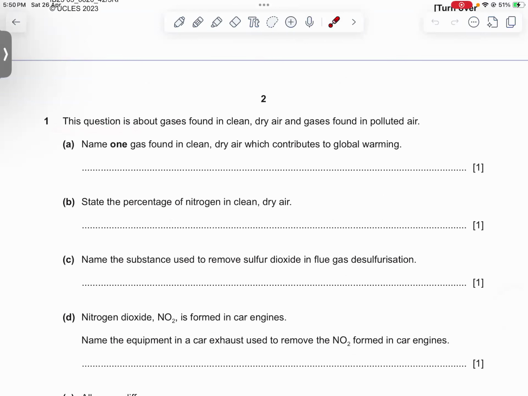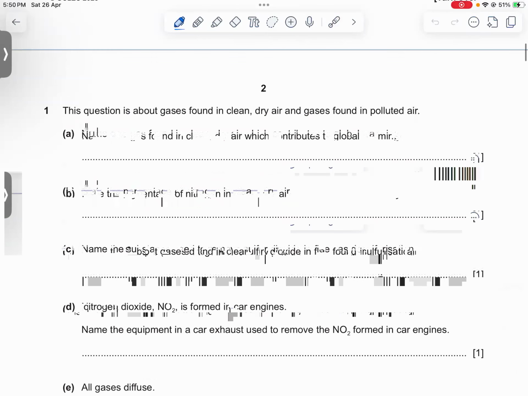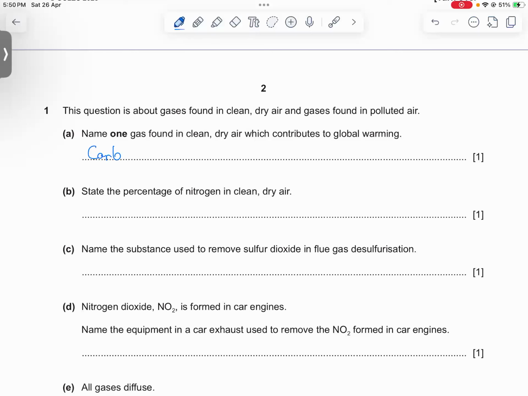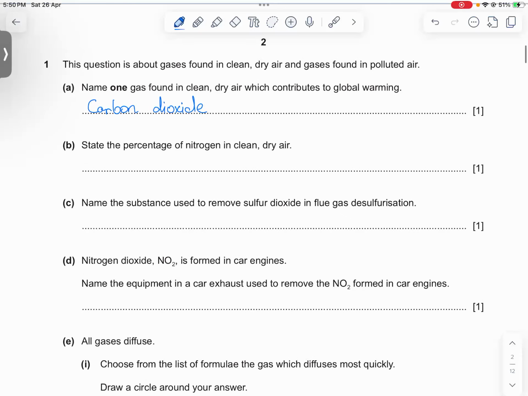This question is about gases found in clean, dry air and gases found in polluted air. Name one gas found in clean, dry air which contributes to global warming. The only answer is carbon dioxide, because in air the only greenhouse gas present is carbon dioxide. All right, next question, state the percentage of nitrogen in clean dry air. It is 78%. Good.